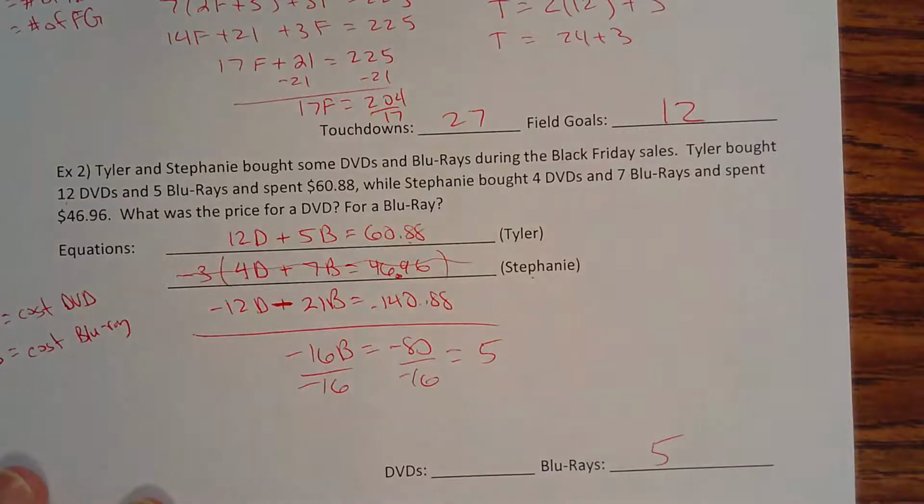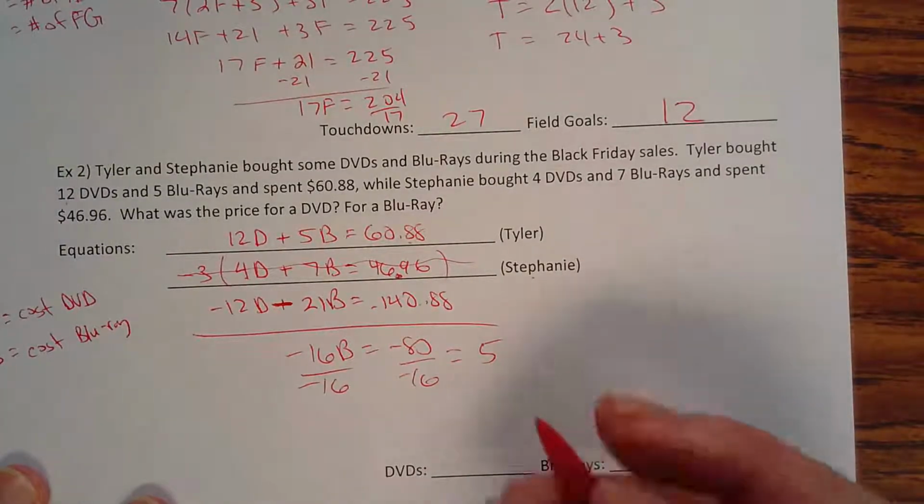Now, if you want to find the number of DVDs, plug it back in. I'm going to save some time here. Plug it into one of these equations. It ends up being 299. Good gravy.